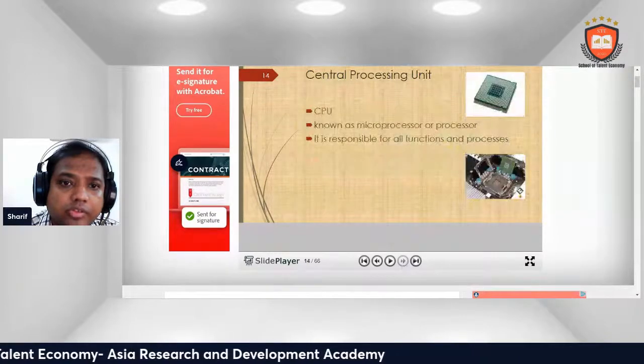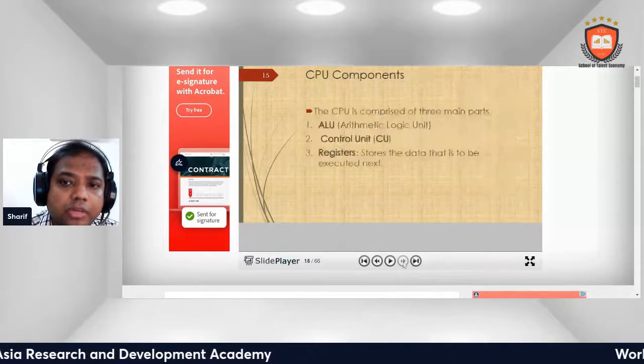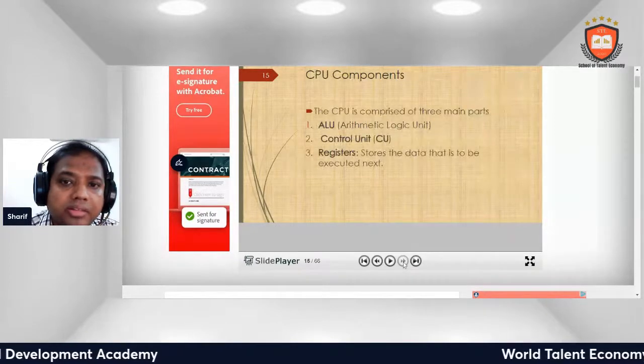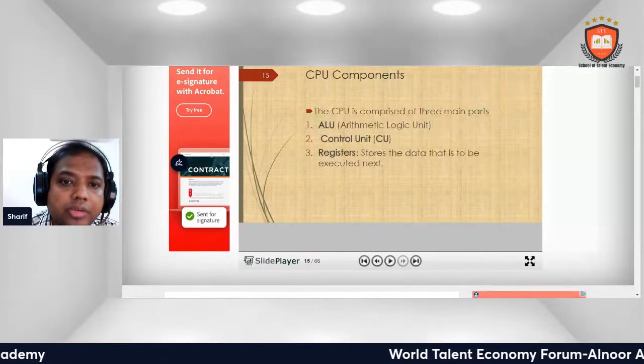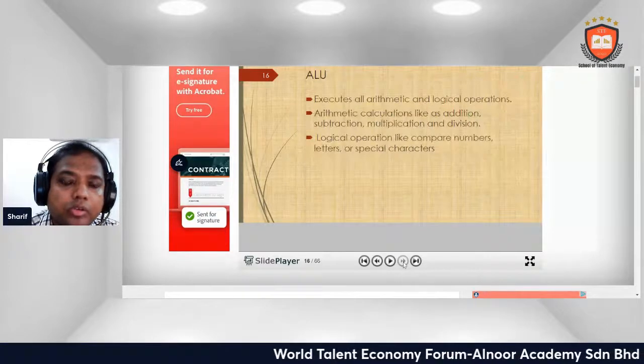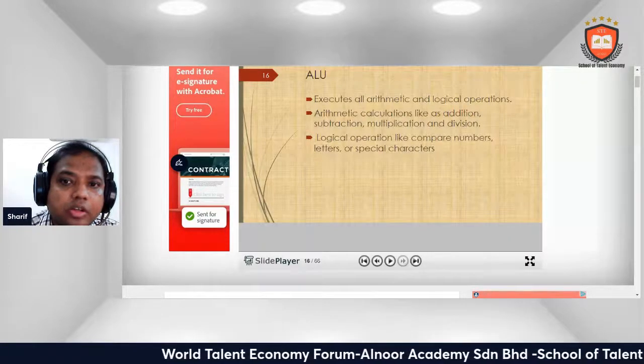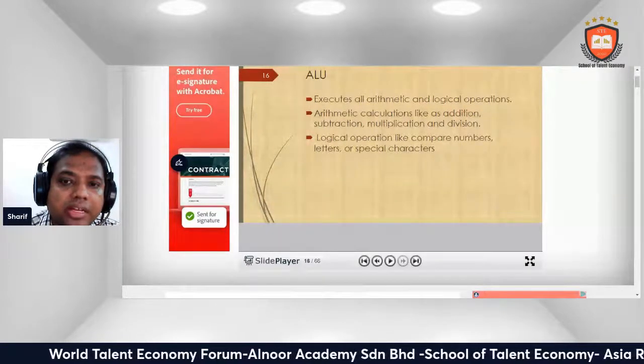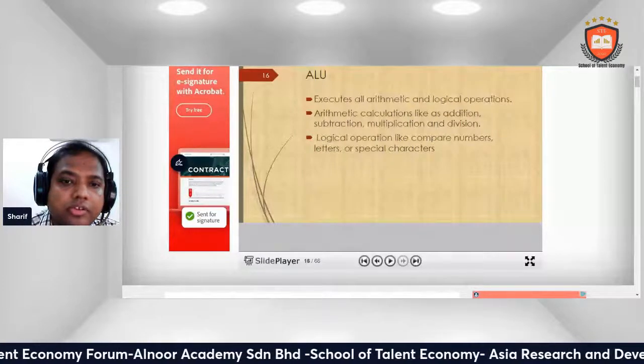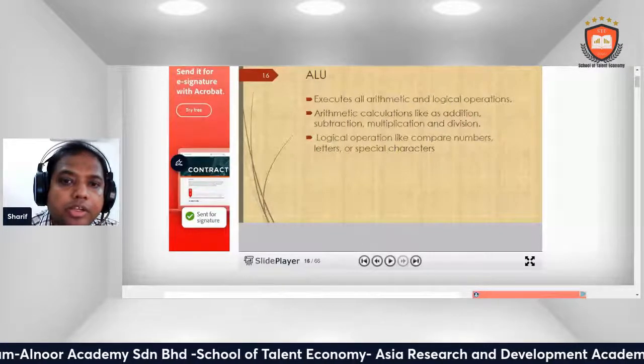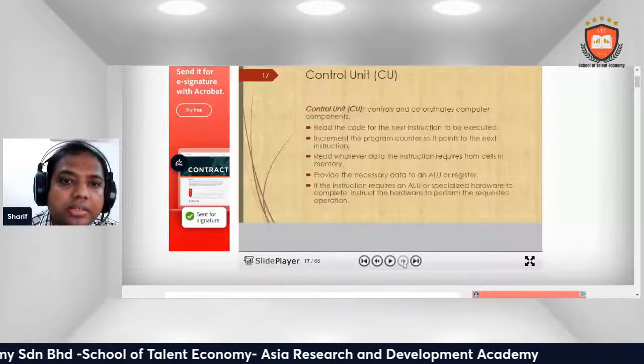CPU, known as the microprocessor or processor, is responsible for all functions and processing. The CPU is comprised of three main parts: ALU, control unit, and registers. The ALU executes all arithmetic and logical operations. Arithmetic calculations like addition, subtraction, multiplication, and division. Logical operations like comparing numbers, letters, and special characters.